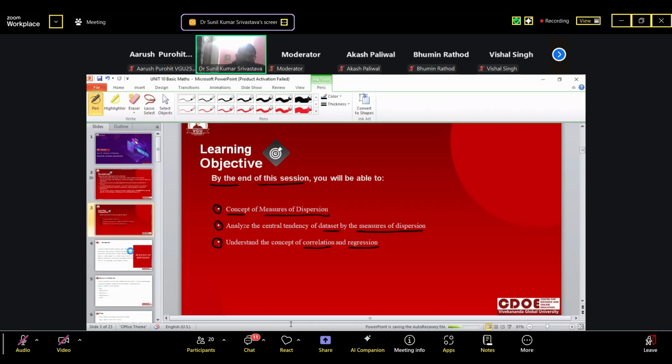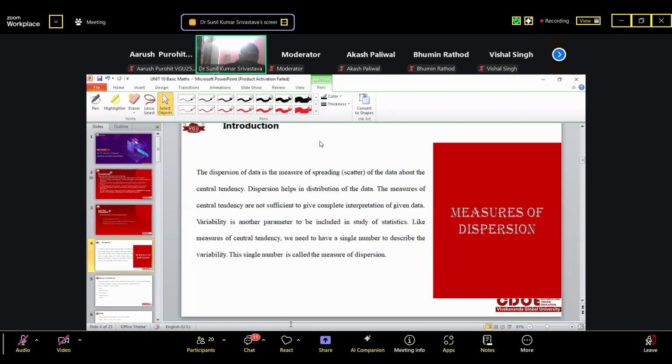Now we start the session with the introduction. What is the meaning of dispersion? Dispersion is the measure of spreading of the data about the central tendency. In our previous lectures, we discussed the measures of central tendency: mean, median, and mode. This type of measure distributes the data around in a systematic order. So the dispersion of the data is the measure of spreading the data about the central tendency. Dispersion helps in the distribution of the data.